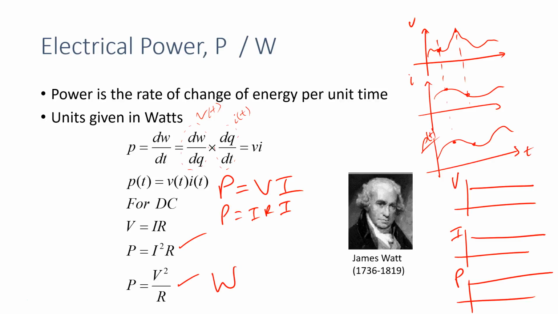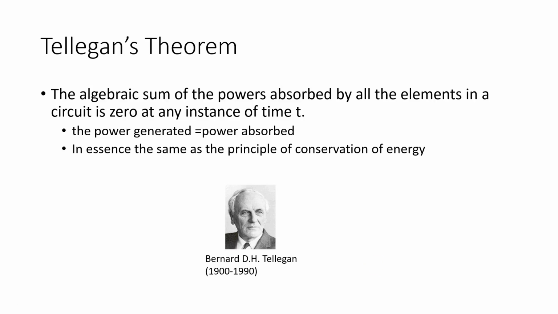And of course the unit of power is the watt, and that is named after James Watt. There is another person that is of interest to us, and that is Tellegen, and his theorem states that the algebraic sum of the powers absorbed by all the elements in a circuit is zero at any instant of time t. And it sounds quite complicated, but actually it's just saying the power generated is equal to the power absorbed, which is the same in essence as the principle of conservation of energy.